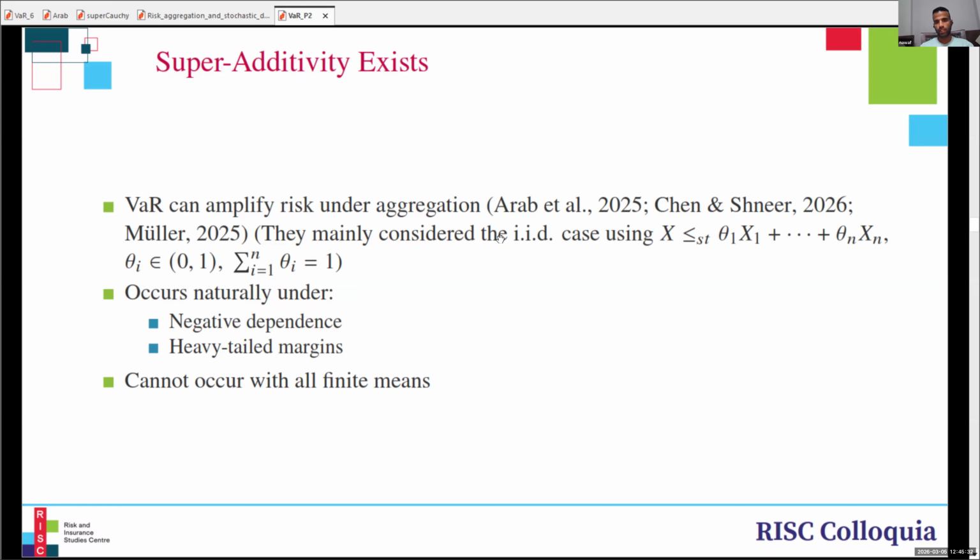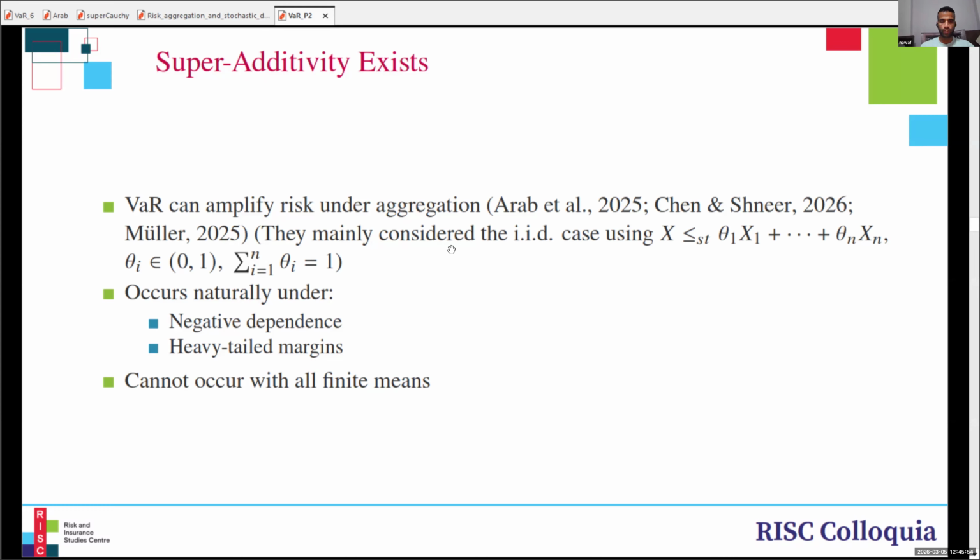And this phenomenon has been studied by a lot of authors, quite recently, including Arab et al., Chen, and Schneer in 2026, and Mueller in his paper on super Cauchy distributions.